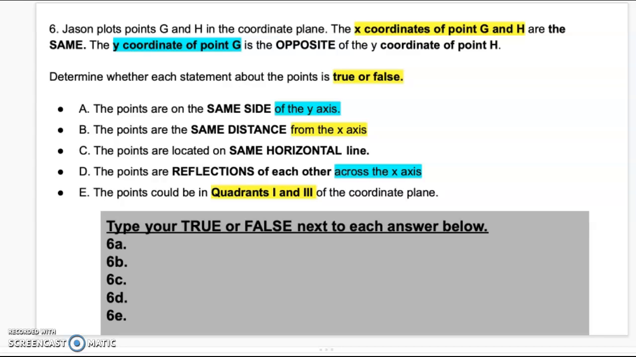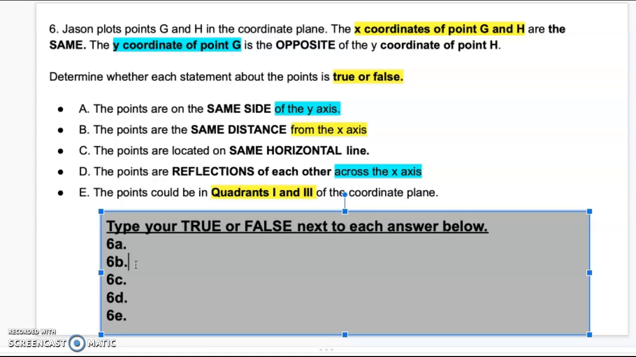Letter A. The points are on the same side of the y-axis. So you're going to write true or false down below in the gray box. Letter B. The points are the same distance from the x-axis. You're going to write true or false next to 6B down below.